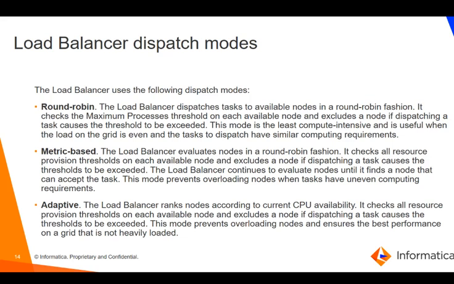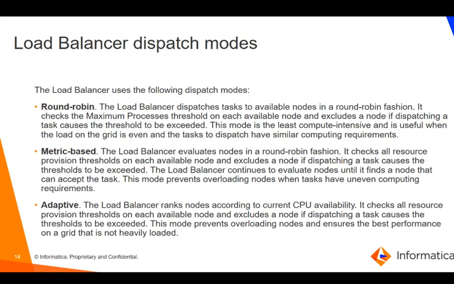But in metrics based, the first node that is able to accept the task is given the task. Now, third is adaptive. The load balancer ranks nodes according to the current CPU availability. It checks all resource provision thresholds and excludes a node if dispatching a task causes the threshold to be exceeded. Till this part, it is exactly like metrics based. This mode prevents overloading nodes and ensures the best performance on the grid that is not heavily loaded.